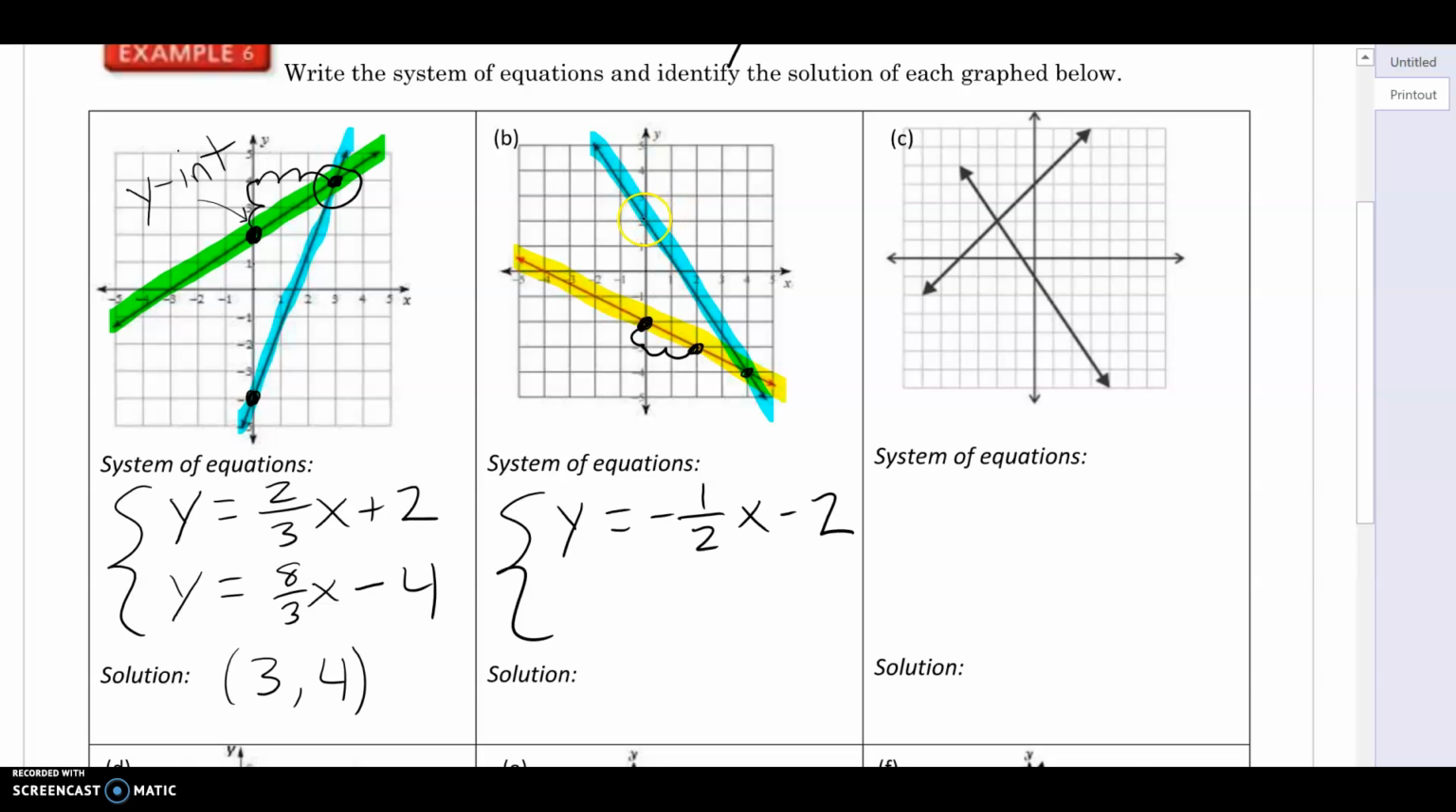For the blue line, the y-intercept's at 2. Looking at another point on the line, it looks like it's right there. So I'm going down 1, 2, 3 over 1, 2. So y equals -3/2 x plus 2. The solution is where they're intersecting. So the solution there is going to be 4 comma -4.